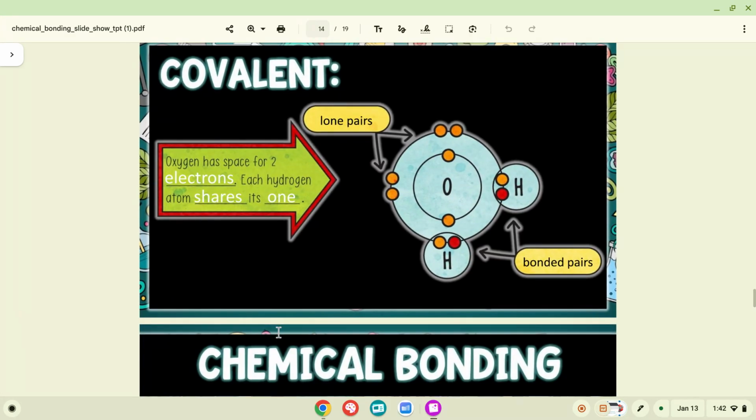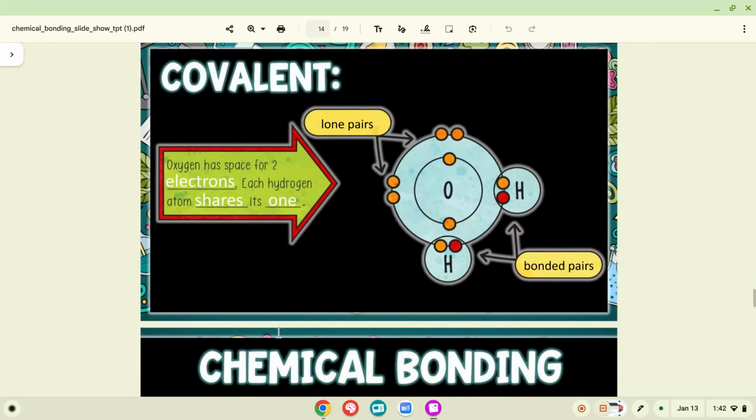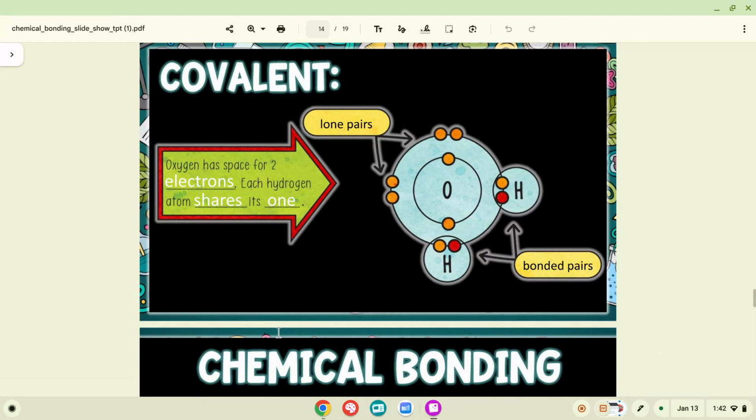Oxygen has space for 2 electrons each. Each hydrogen atom shares 1. So this is H2O. So previously, I'm going up. In NH3, we see this can happen, but it can also happen in a similar way with H2O. So H2O has covalent bonds, not ionic bonds. Covalent bonds.